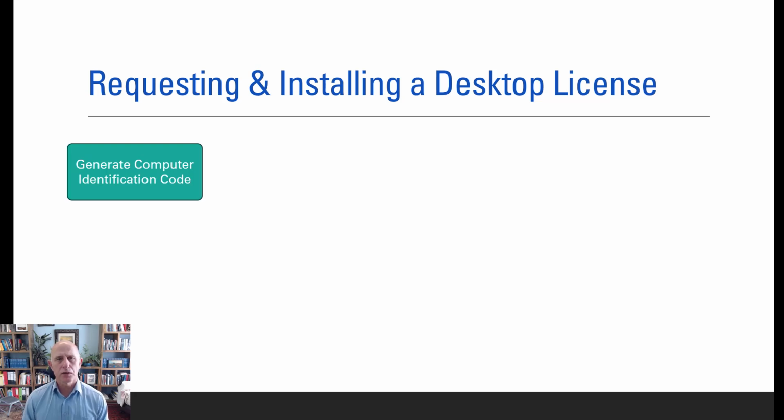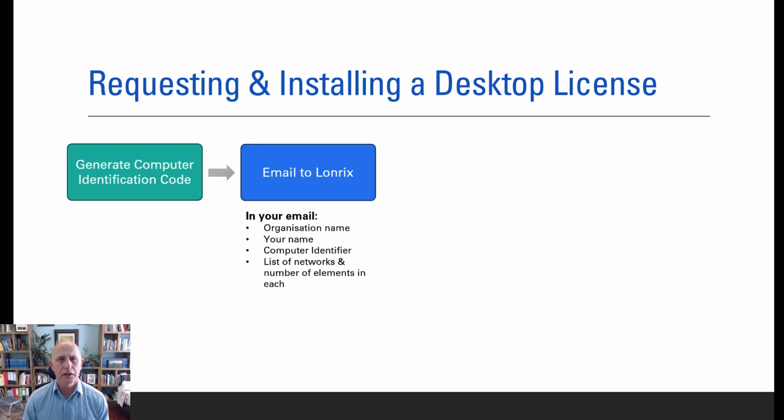Basically, you will have to install Juno Cassandra Desktop, of course, and you then generate, from the Tools menu, a computer identification code. You then copy that code to your clipboard. It will be quite a long code. You copy that code into an email and provide in that email details of your organization name, your name, that computer identifier, and then a list of all the networks and the number of elements in each for which you want a license. If you're already a Juno Viewer user, we'll enter into a discussion with you to agree exactly how many elements per network you need and so on.